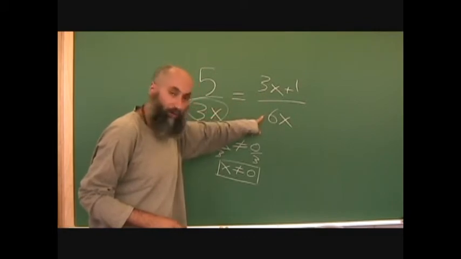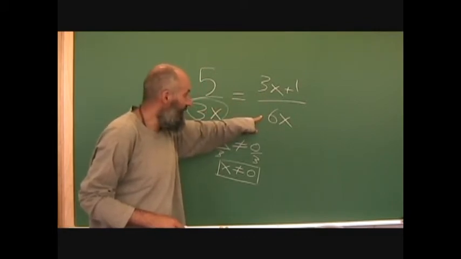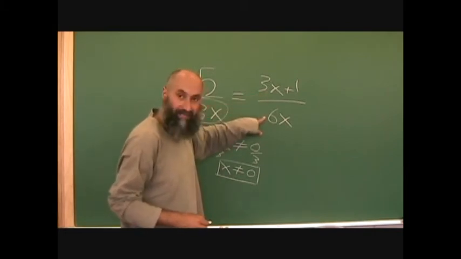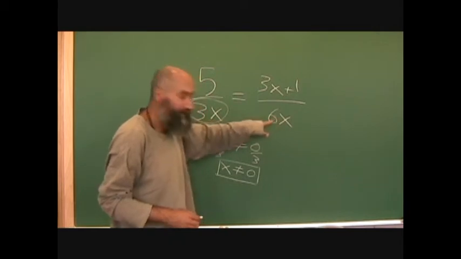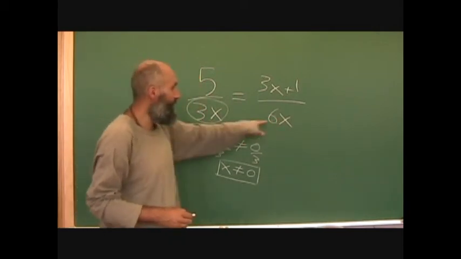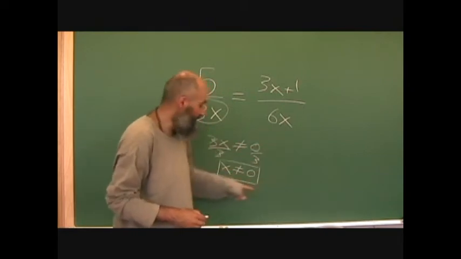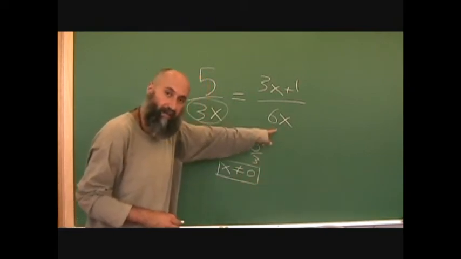Now, this side also has a fraction, so you also have to take a look at this side and say, what's the restriction here? The restriction here is exactly the same, because if you go 6x cannot equal 0, you divide by 6, so x cannot equal 0. So you get the same restriction for this side of the equation.